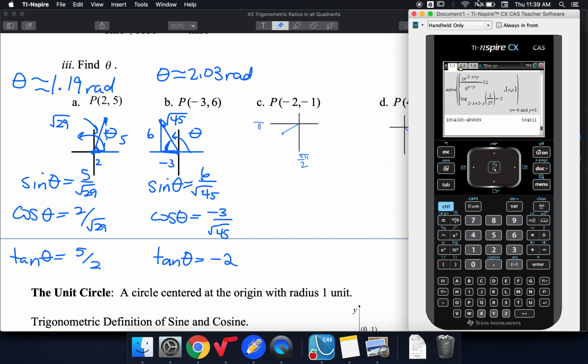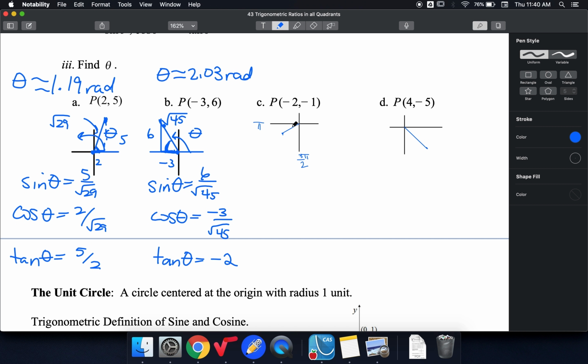All right, so doing my Pythagorean theorem, I can figure out this positive value. So remember, this is -1, this is -2, but this length is positive and it's going to be √5 using Pythagorean theorem. So sine of my theta is going to be -1 over √5. Cosine of theta, -2 over √5. Tan of theta is going to be positive because -1 divided by -2 is 1/2. So now let's come into our calculator and see what happens.